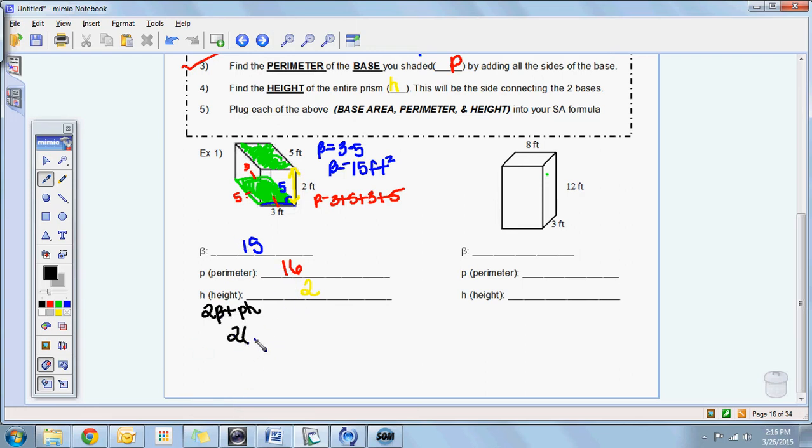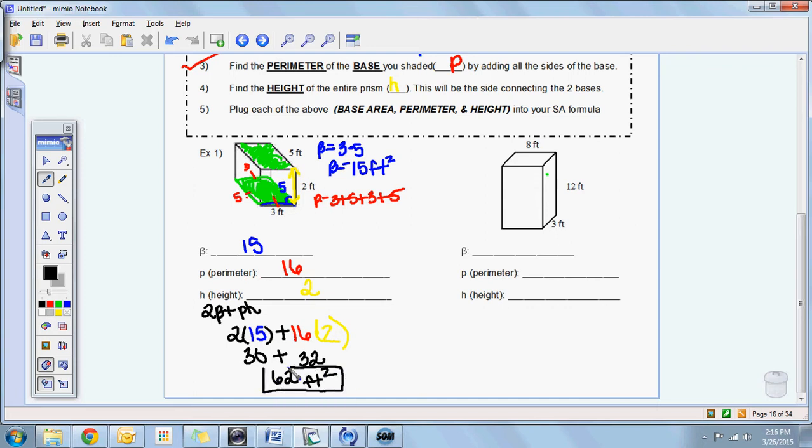So 2, the reason you multiply it by 2 is because you have 2 bases. So 2 times the base area, which was 15, plus my perimeter, which was 16, times 2. So I'm going to take my order of operations and do my multiplication first. So 2 times 15 is 30, plus 16 times 2 is 32. So 30 plus 32 would give me 62, and it's area, so I'm going to do feet squared.